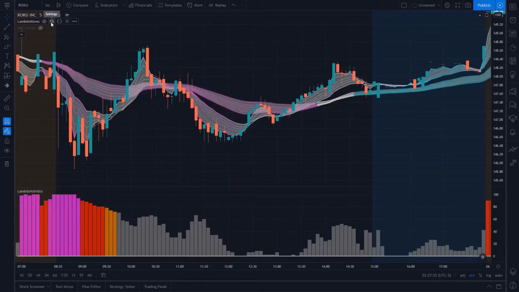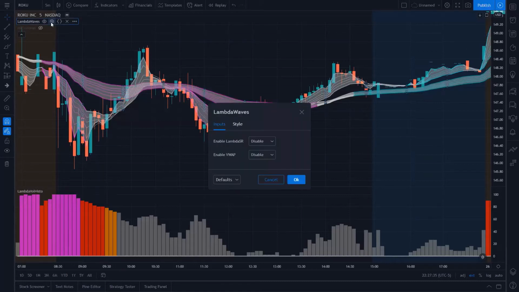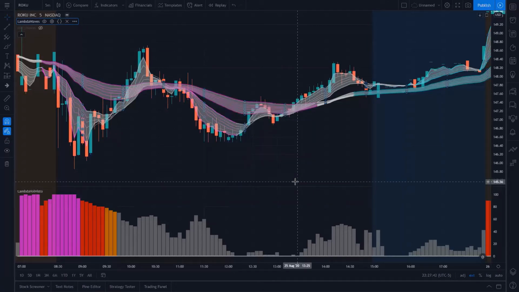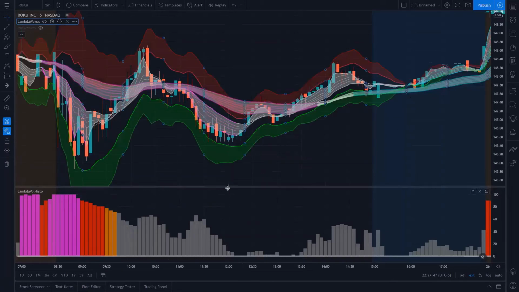If you click the settings button here, you're going to get the opportunity to enable Lambda SR. So let's see what that looks like. That's, again, Lambda Support and Resistance. This is high probability support and resistance calculated over the course of time.